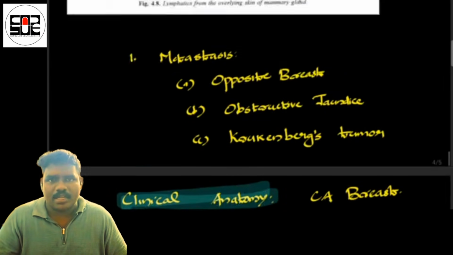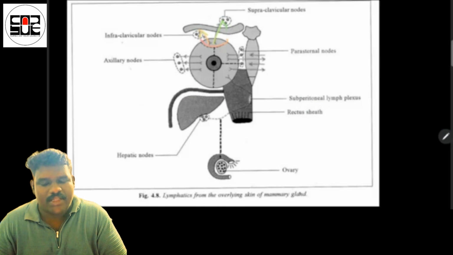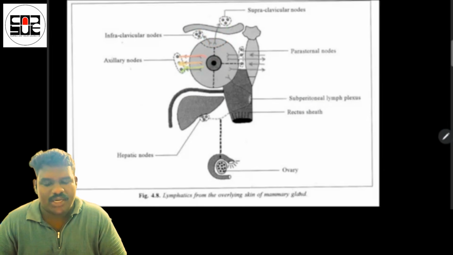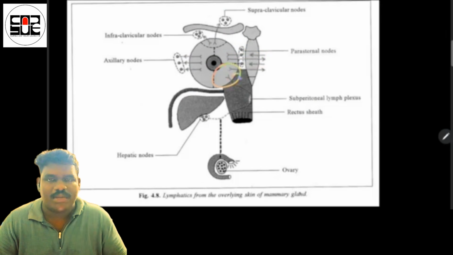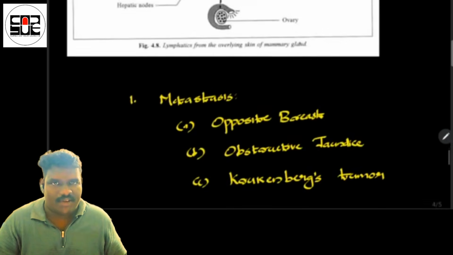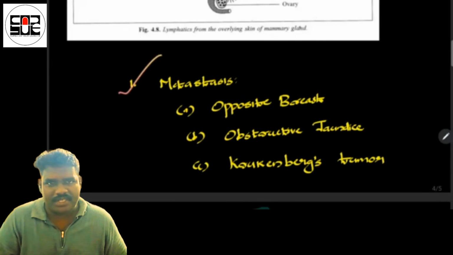Important. We mentioned the superficial lymphatics. The apical part drains into the supraclavicular and infraclavicular nodes, the lateral aspect into the axillary nodes, the medial half into the parasternal nodes, and some of the lymphatics are crossing the midline also. From the lower quadrant, lymph is reaching up to the hepatic nodes and ovary by means of the subdiaphragmatic or the subperitoneal plexus. So these are the importance of the superficial lymphatics.